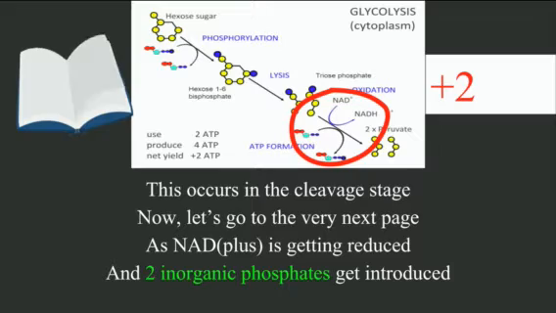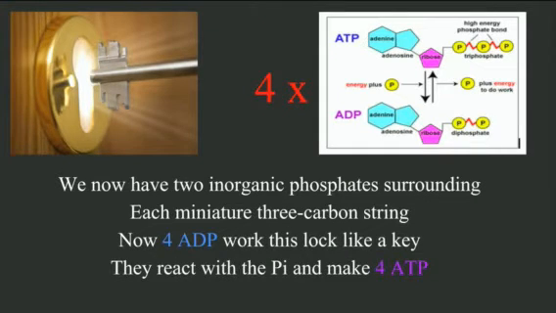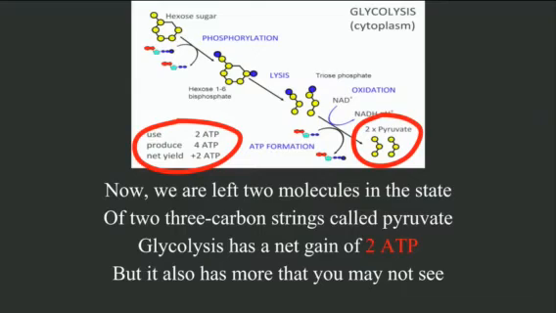Now let's go on to the very next page, as NAD plus is getting reduced and 2 inorganic phosphates get introduced. We now have 2 inorganic phosphates surrounding each miniature 3 carbon string. Now 4 ADP work this lock like a key. They react with the Pi and make 4 ATP. Now we're left with 2 molecules, 2 3-carbon strings called pyruvate.